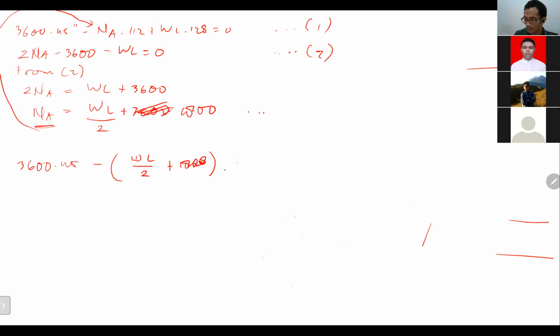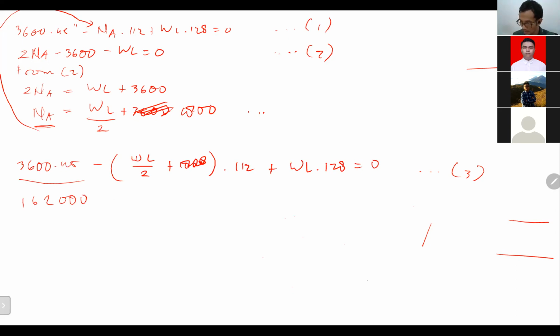Okay, multiply by 112 plus WL multiplied by 128 equal to 0. In this particular equation, we only have one unknown, WL, so we can solve for WL. Okay, Asher, please help me to calculate this. What is the value there? 162,000. Yes. Okay.